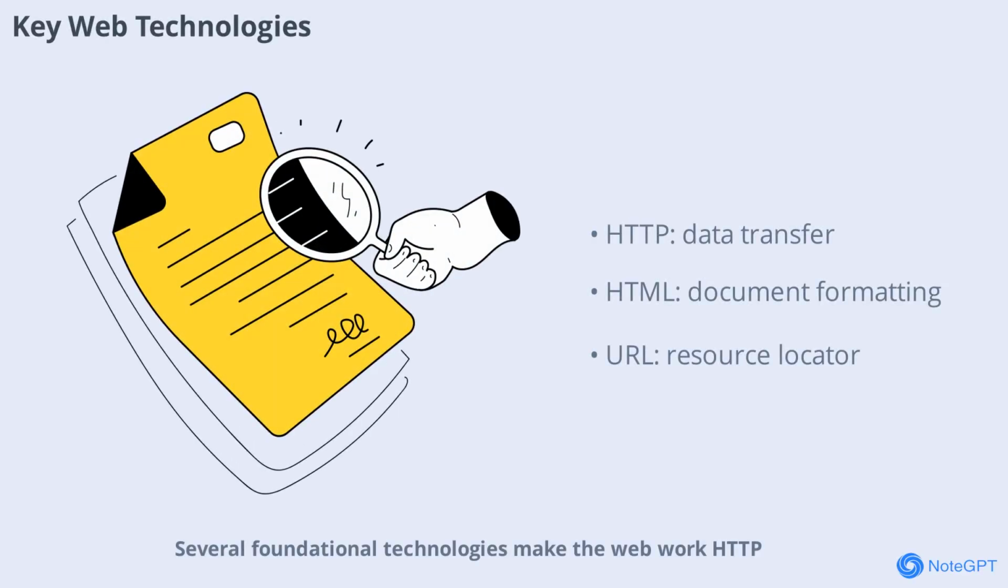Several foundational technologies make the web work. HTTP, or Hypertext Transfer Protocol, is the standard for transferring web pages. HTML, or Hypertext Markup Language, formats documents for the web. URLs, or uniform resource locators, specify the location and access method for resources online. These technologies work together to allow browsers and servers to communicate, display content, and enable navigation across the vast landscape of the web. Mastering these basics is essential for anyone working with web applications or APIs.